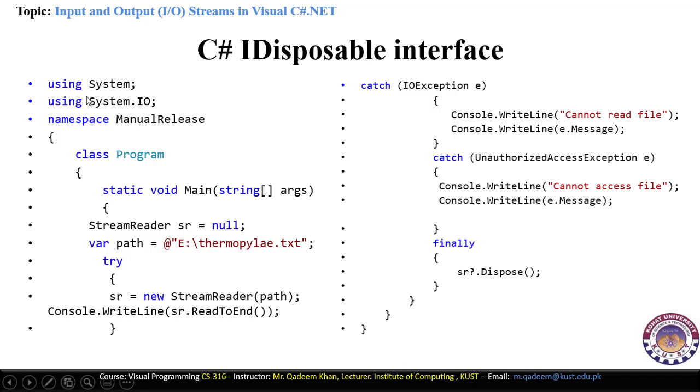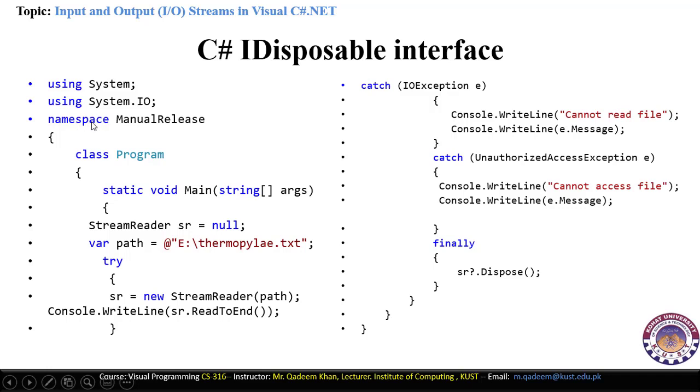First, we have two packages or libraries: using System. Then we have using System.IO library or package here. Then we have namespace ManualRelease. So these two packages are important for the classes that we are utilizing here. The System library is used for Console.WriteLine, while System.IO is used for the File class or similarly the StreamReader class.